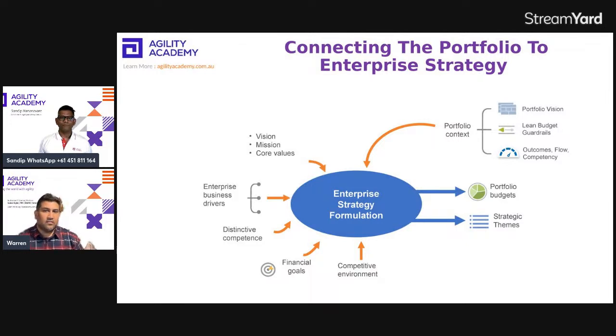Out of that, there are two outputs. One is, how are we going to do it? With portfolio budgets. Something has to be funded somewhere, and the enterprise strategy formulation will determine what portfolio budgets we're going to be working with. Another outcome of the strategy formulation is what is called strategic themes. You will learn that in quite some detail. Strategic themes basically set the direction the company is going to go. How is the company going to achieve that? What do we need to do in order to achieve the mission and the vision that we have set for this organization?